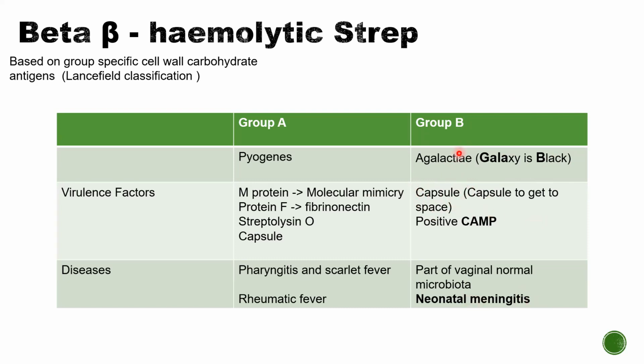That's why the capsule in agalactiae is very high yield to remember. For example, group A is also capsulated, but it's not that stressed. You don't find a point of discussion regarding pyogenes that it's capsulated; it's just related to the disease. So for group B, it's very important to remember it's capsulated because that's going to take you to meningitis.